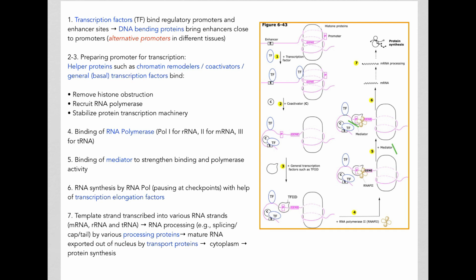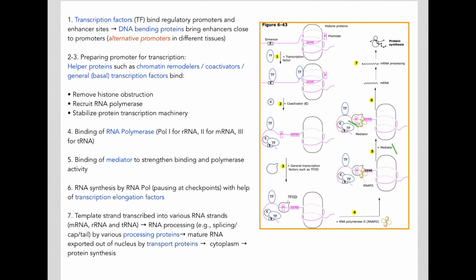After transcription factor binding, the promoter is then prepared for transcription, and for this, helper proteins are required. Examples of helper proteins include chromatin remodelers, co-activators, as well as general or basal transcription factors, and these proteins help remove the histone obstruction, help recruit RNA polymerase, as well as stabilize the transcription machinery. So all of these helper proteins could be regulated, and that would affect how much enzyme is present in the cell.